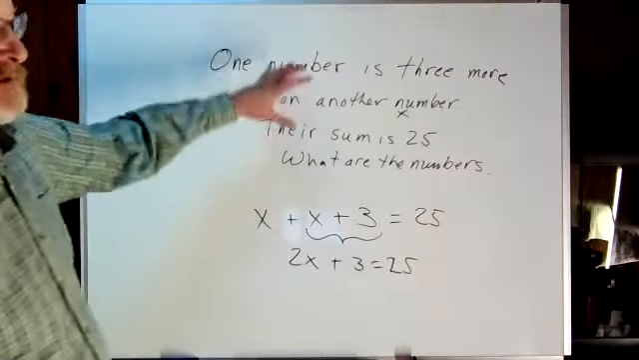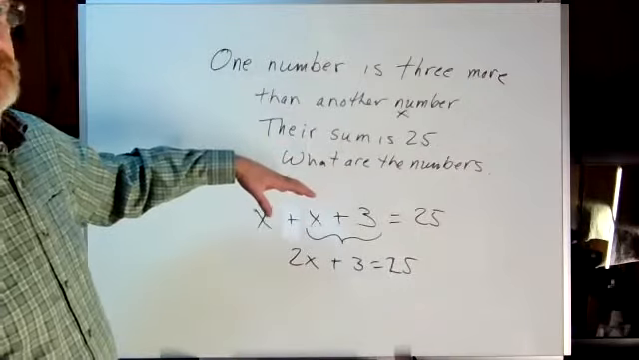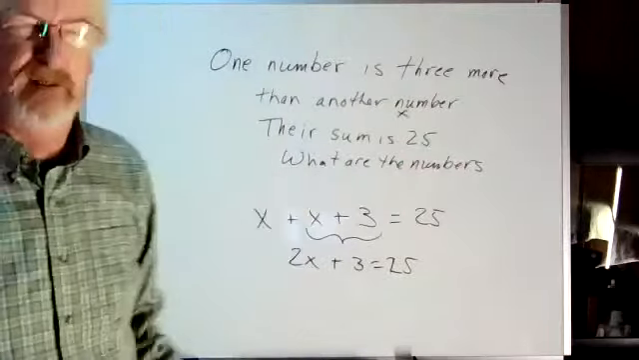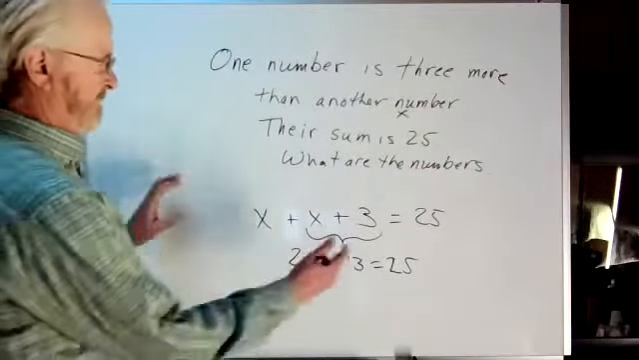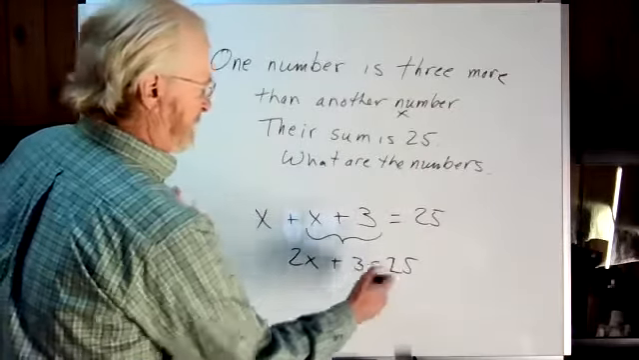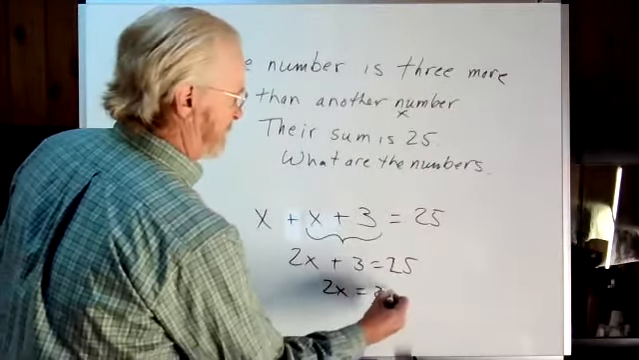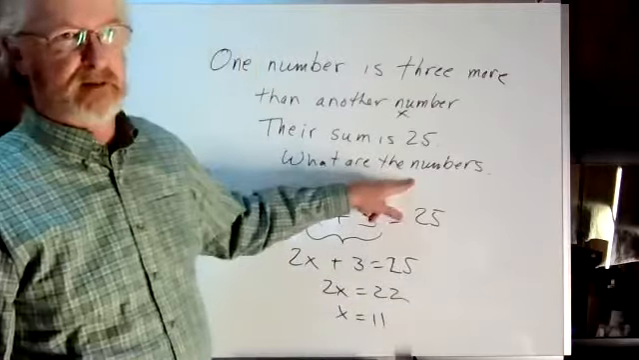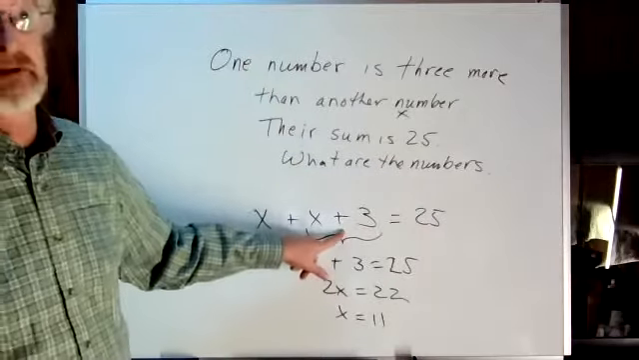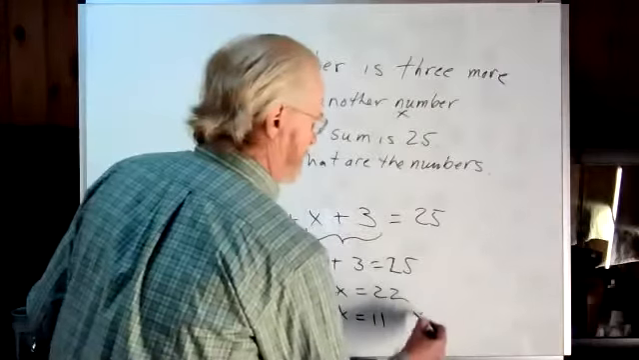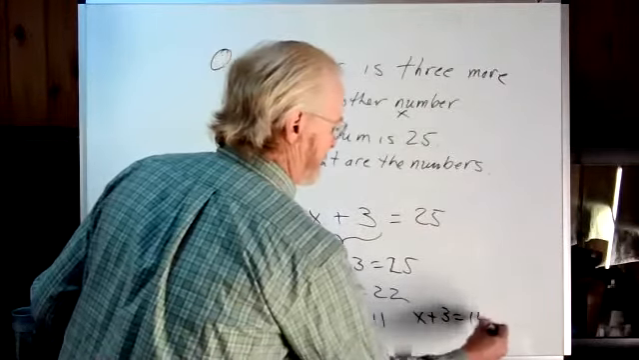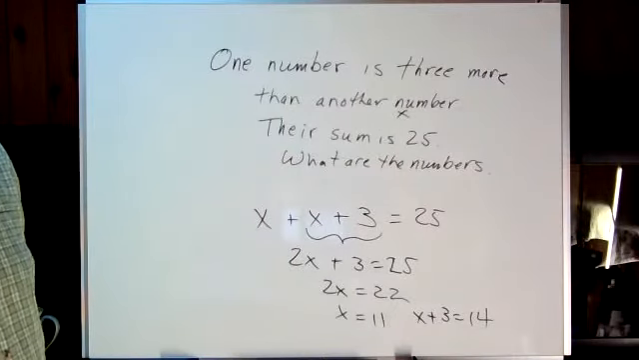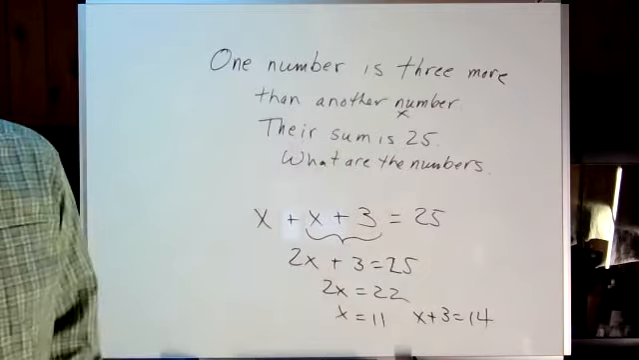Now watch out for this one. I'm not sure, Mom might ask for the larger one, the smaller one, or put them in order from smallest to largest, or increasing order. I think I've seen that kind of instruction. But if I solve this, subtract the 3, I get 2x is 22. That means x is 11. Well, if I want both numbers, one of them was the x, well, the other one was x plus 3. So I need to be prepared, put it that way, to find both values and present them if Mom asks for both numbers. Just read your problem carefully. Okay?